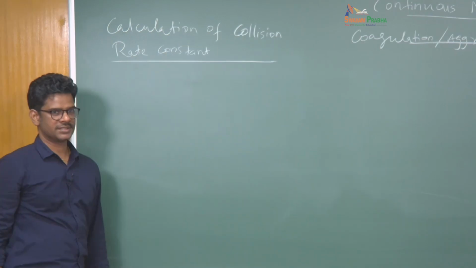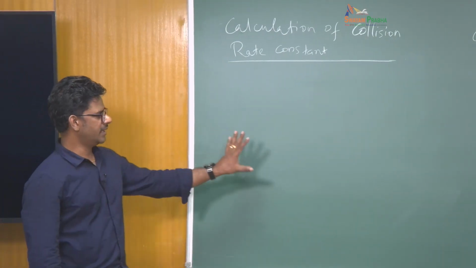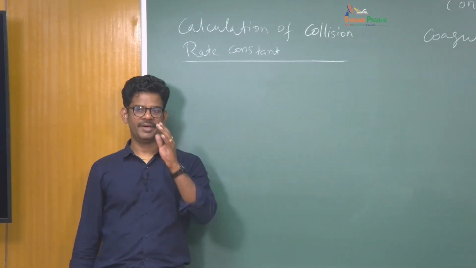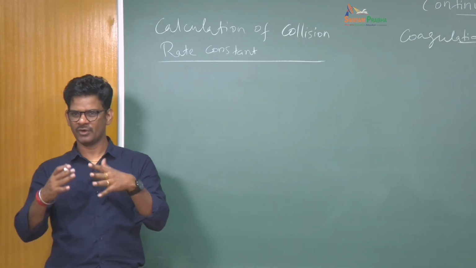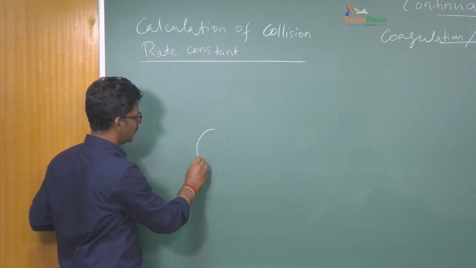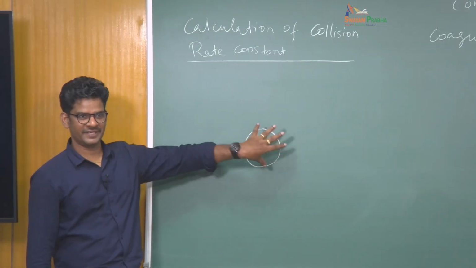So the first task is to calculate the collision rate due to diffusion. Here I'm going to use the Fokker-Planck equation for this problem, but I'm going to make some assumptions about how I'm going to set up the problem. I'm going to consider one particle frozen in space. This particle is frozen, fixed.